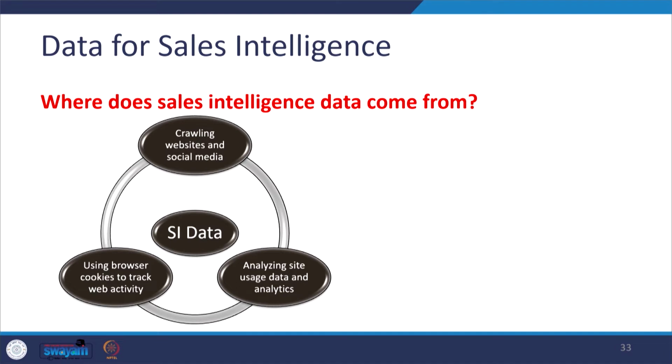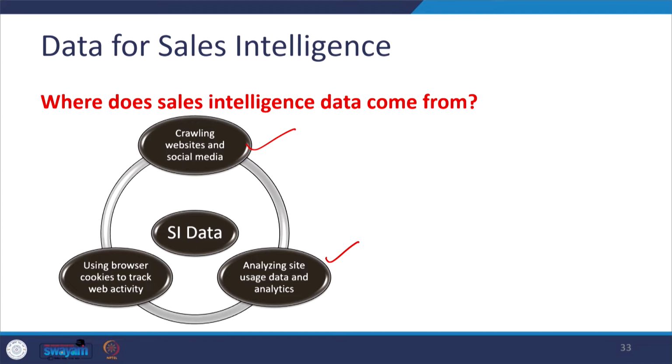So where does sales intelligence data come from, right? There can be multiple sources. First one is crawling websites and social media. Nowadays there is a huge chunk of data that is created every second across the globe. So you can have a web crawler that visits different websites and collects the data that is there. Data can also come from analyzing sites, using data analytics.